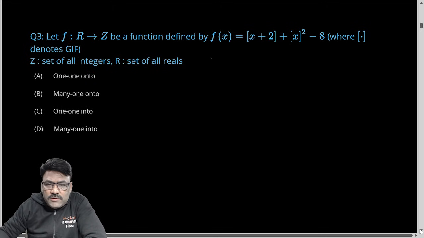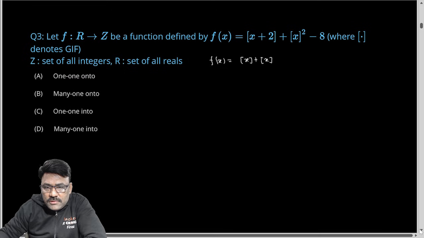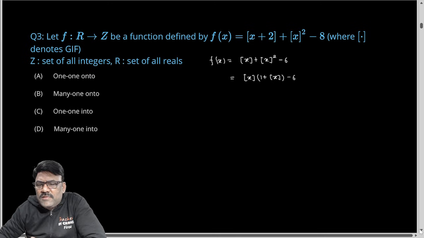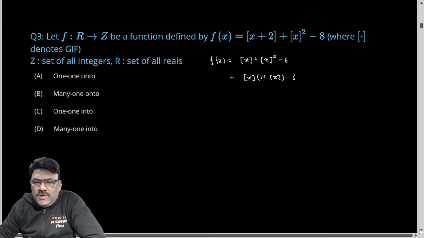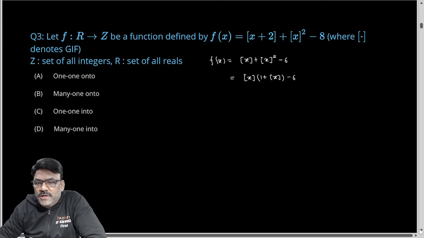So see, this function can also be written as, I can take 2 outside here. So this function can also be written as integral part of x plus integral part of x whole square minus 6. Or I can also write it as integral part of x times 1 plus integral part of x, minus 6. Clearly it is a many-one function, because if you choose any number between 0 and 1, the integral part will be 0. The value of the function will be minus 6.